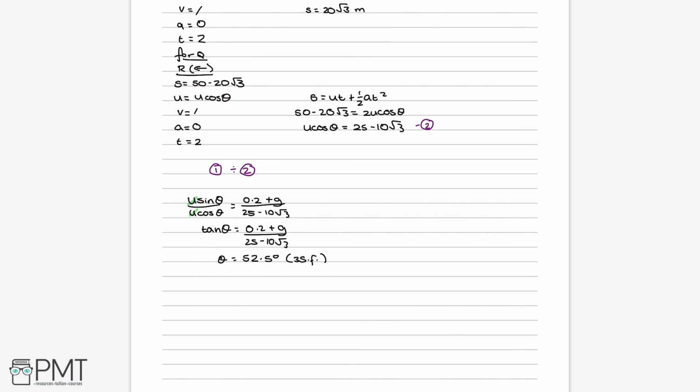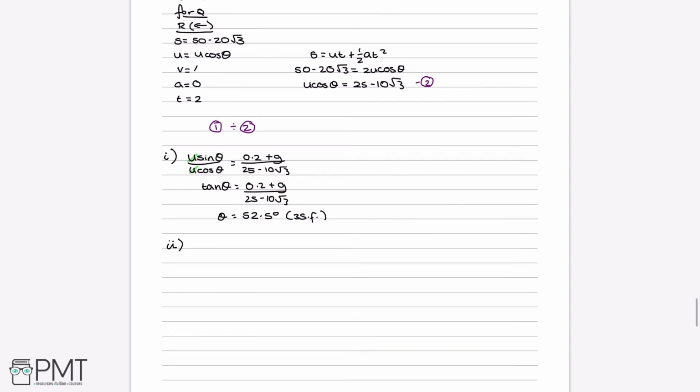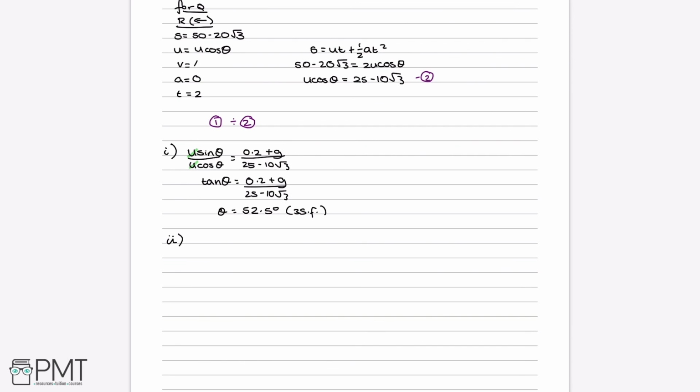So now we've answered part I, so we could put this as part I. It's quite hard to differentiate, as I said previously, between I and II, because now for part II, we need to use this value of theta. And so we can use either one of the two equations we found. If we just use u cos theta equals 25 minus 10 root 3, we know that theta is 52.5, and so we can say that u cos of 52.5, to 3 significant figures.